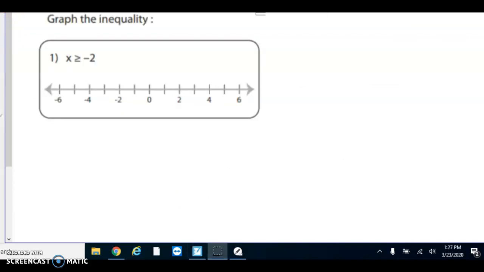Okay, so you can just watch this one if you want. We're asked to graph the inequality x is greater than or equal to -2. So I know my dot is going to be on -2. Since it's greater than or equal to, we can color in our dot, because -2 is also a solution. Values that are less than -2 are on the left, greater than are on the right. So all of these numbers on the right would be solutions to this inequality.